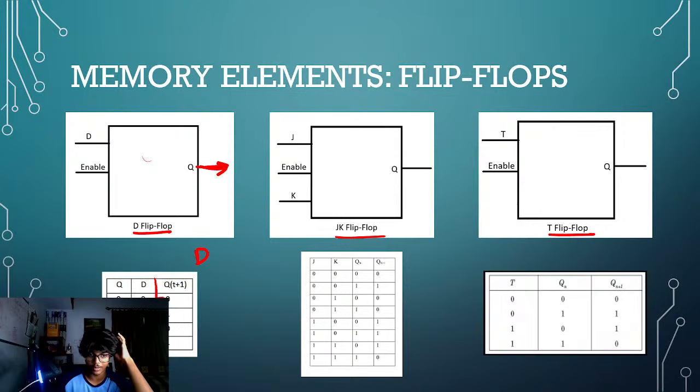So if it's 0, it becomes 0. If it's 1, it becomes 1. If it's 0, it becomes 0 again. If it's 1, it becomes 1. It doesn't matter what the previous Q is. Okay, that is your D flip-flop.